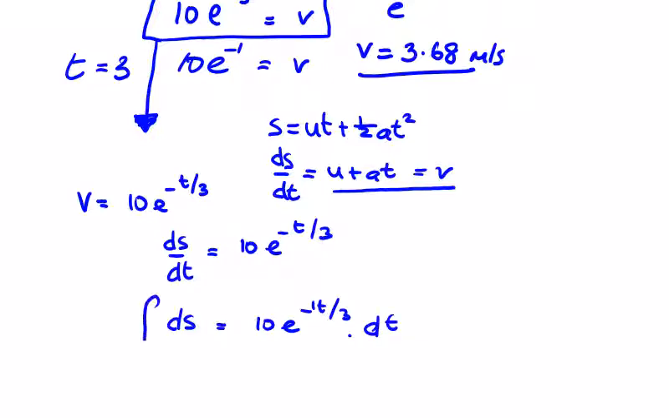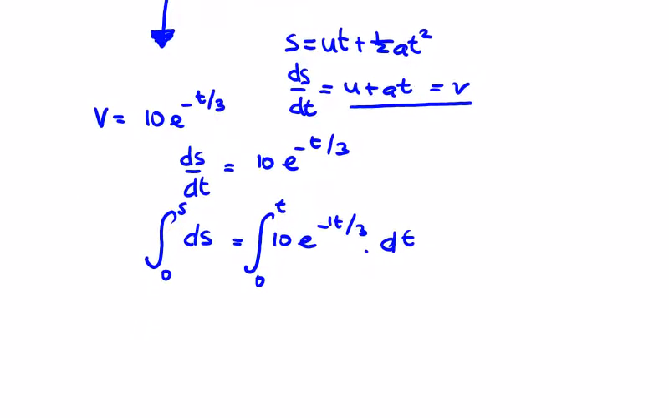And integrating these will give me distance at any time, or the distance traveled by the particle at any time. So starting from 0, integrating the left, we're just going to get s minus 0, equals, integrating the right, 10 divided by minus a third is going to be minus 30 e to the power of minus t over 3, between t and 0.